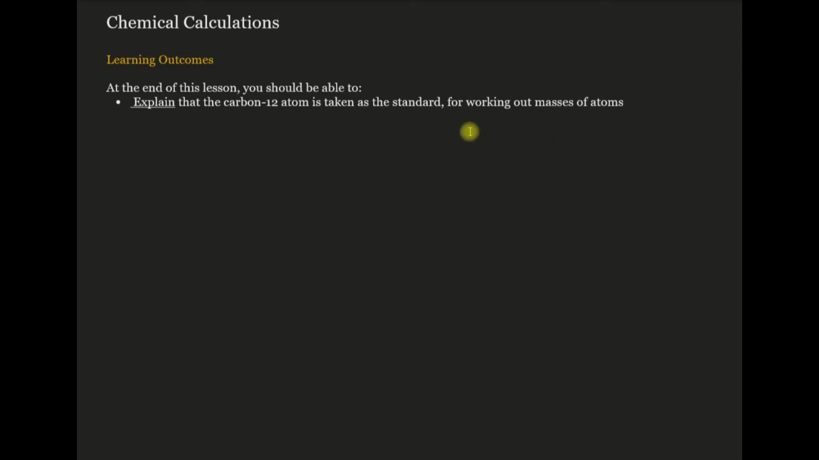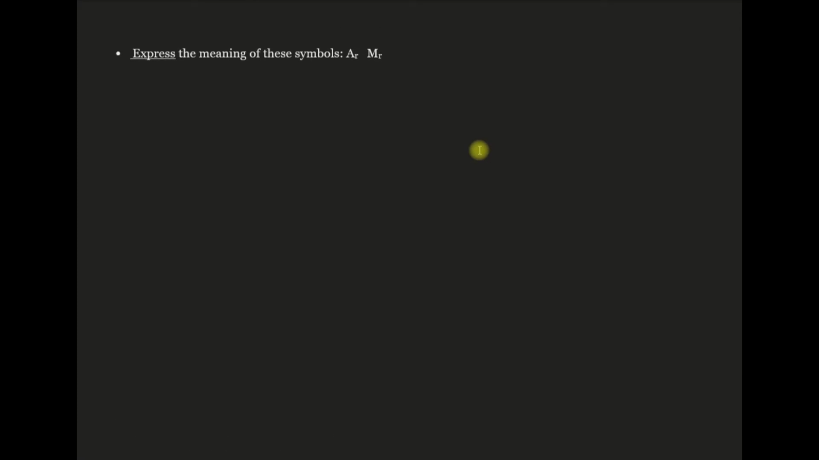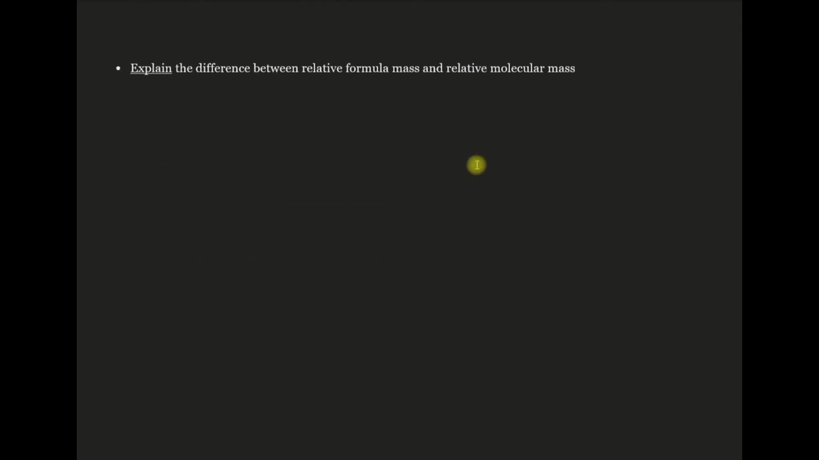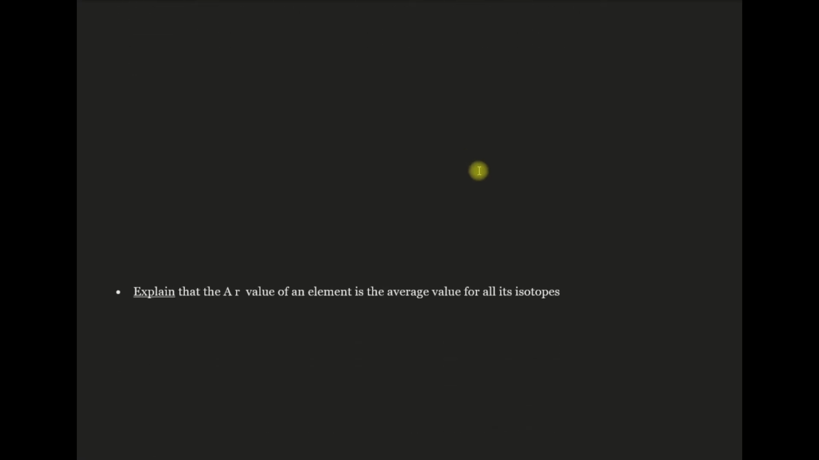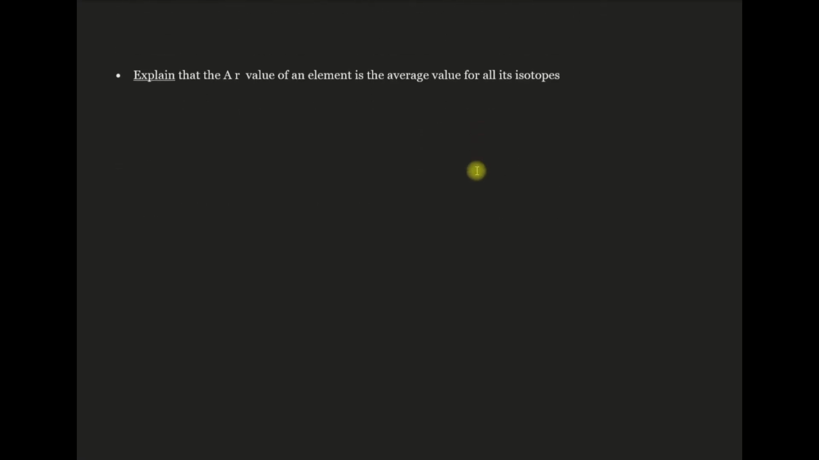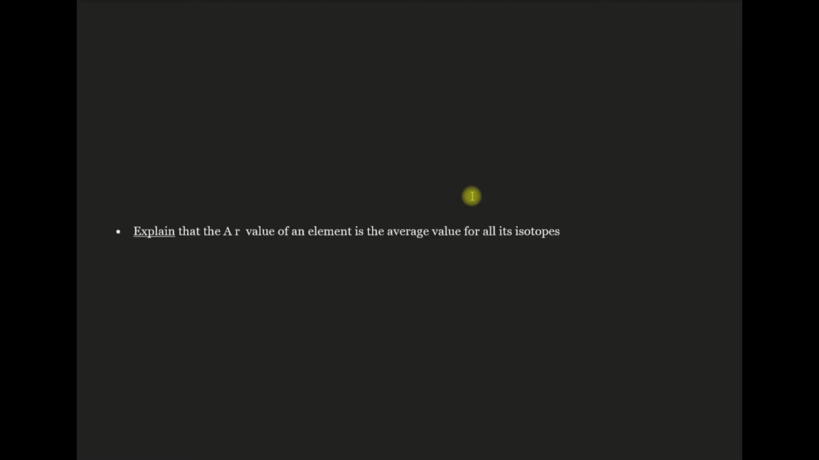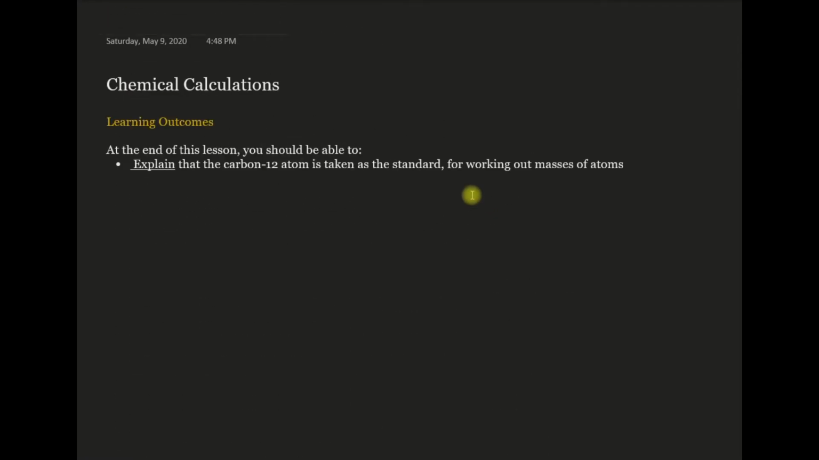The first one is, when you finish this class, you should be able to explain that the carbon-12 atom is taken as the standard for working out masses of other atoms. Another one is to be able to express the meaning of the symbols Ar and Mr, and to be able to calculate the values of Mr if the value of Ar is given. And then you should be able to explain the difference between relative formula mass and relative molecular mass. And finally, you should be able to explain that the Ar value of an element is the average value for all its isotopes. So let's get started.